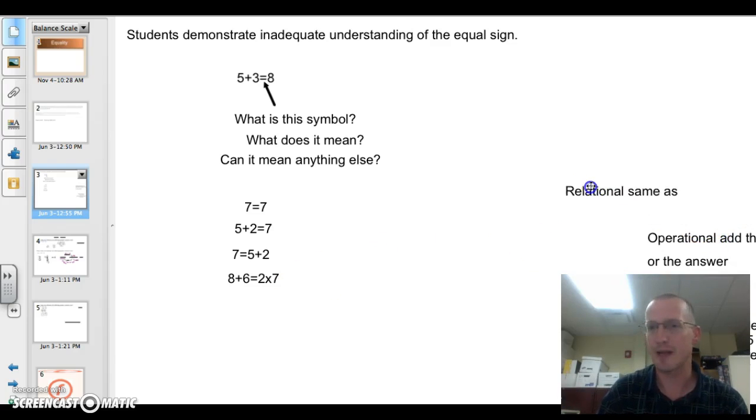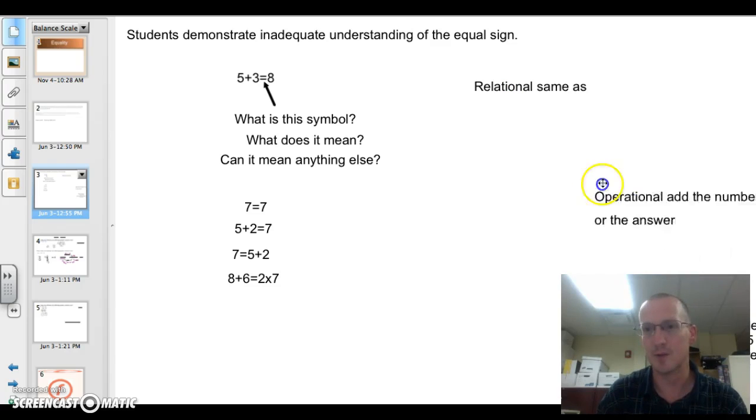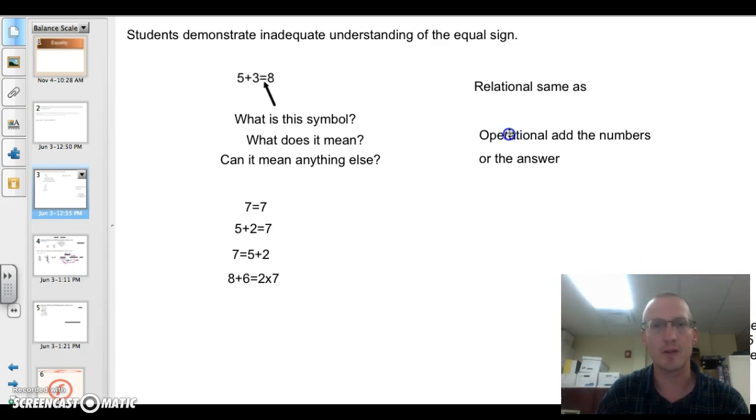There are two different ways of thinking as we're going through. One is relational, which means the same as. That's one of the ways of thinking that we want kids to get to, and the Knuth article talks a lot about that. The next one is operational. We don't want kids to be operational all the time in questions. That's where we add the numbers, or it's just the answer. We want to go to that relational thinking.